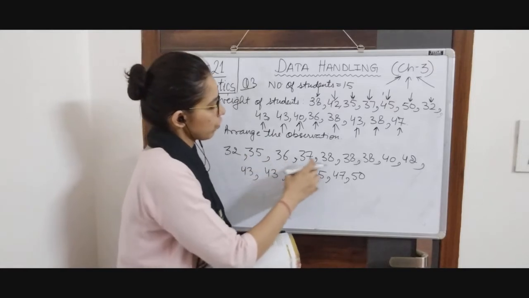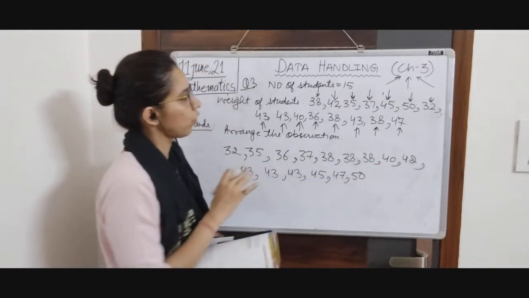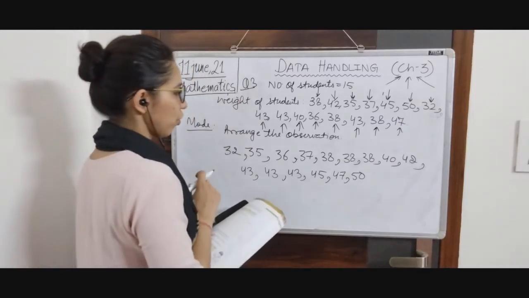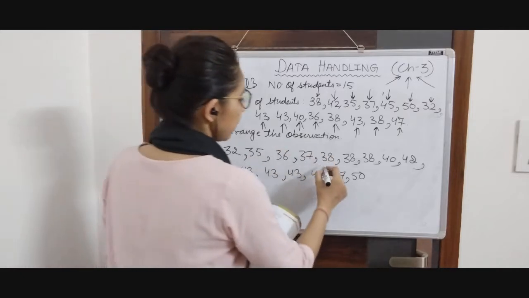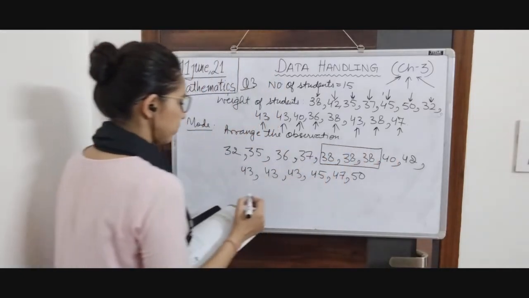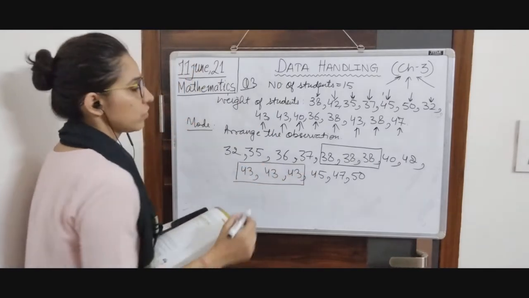1, 2, 3, 4, 5, 6, 7, 8, 9, 10, 11, 12, 13, 14, 15. We have written all of them. Now we will check which number is repeating most often. Now we have the situation that 38 is occurring 3 times, but 43 is also occurring 3 times.